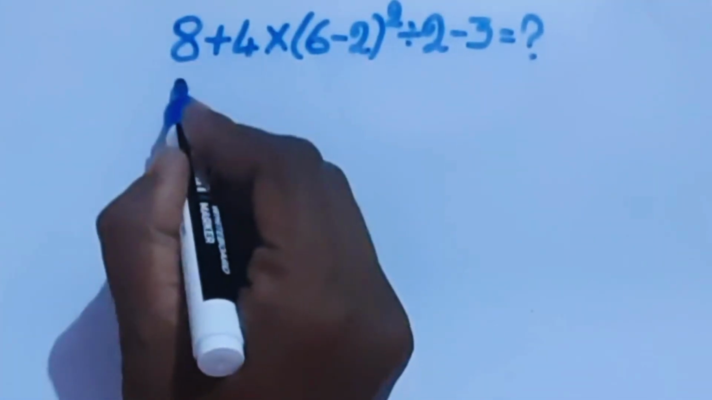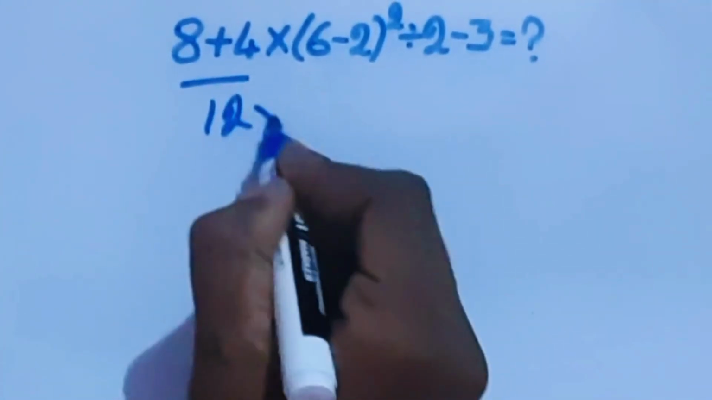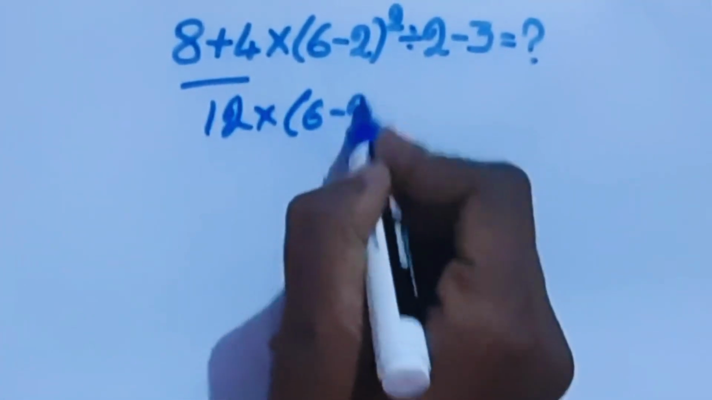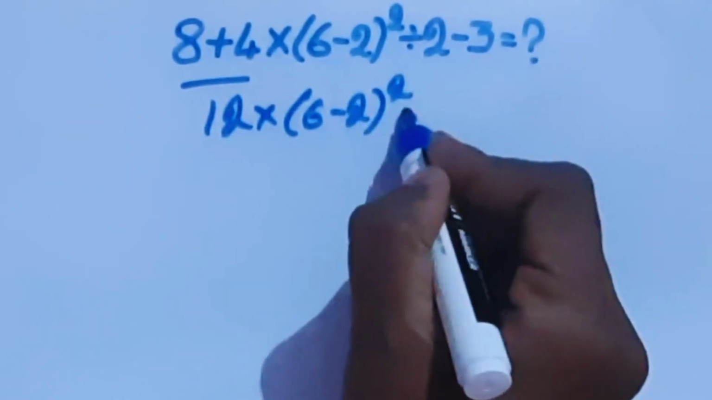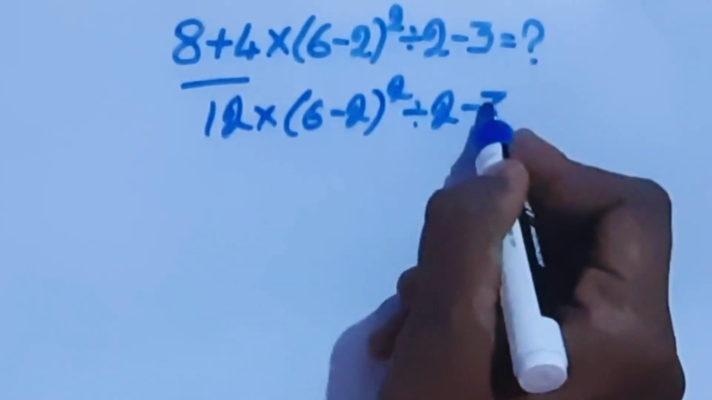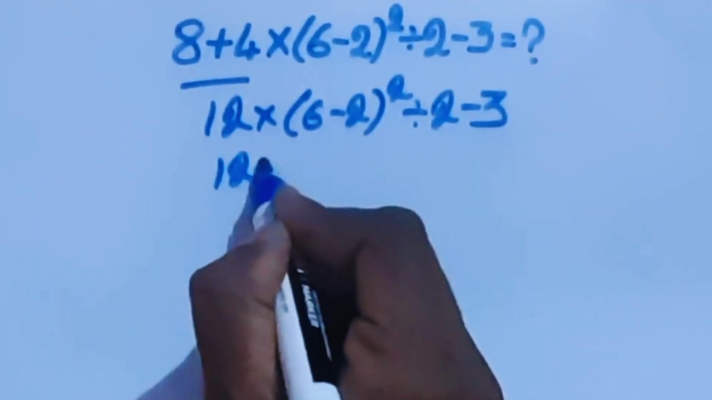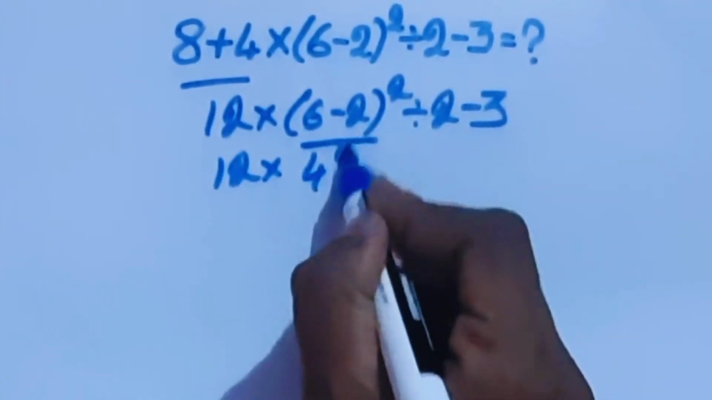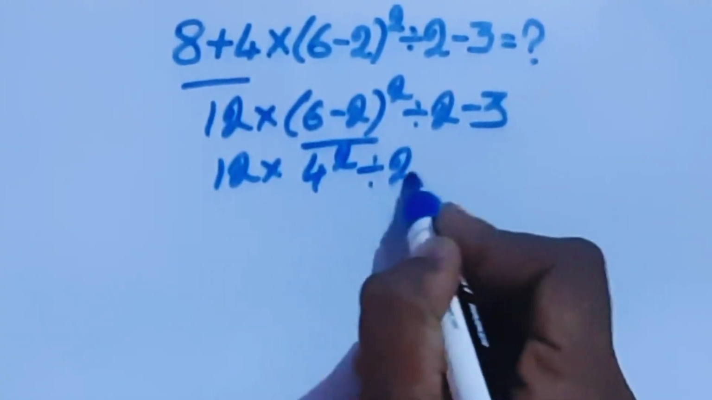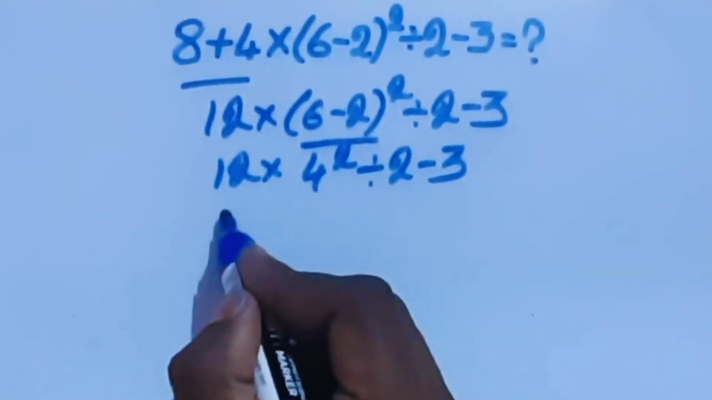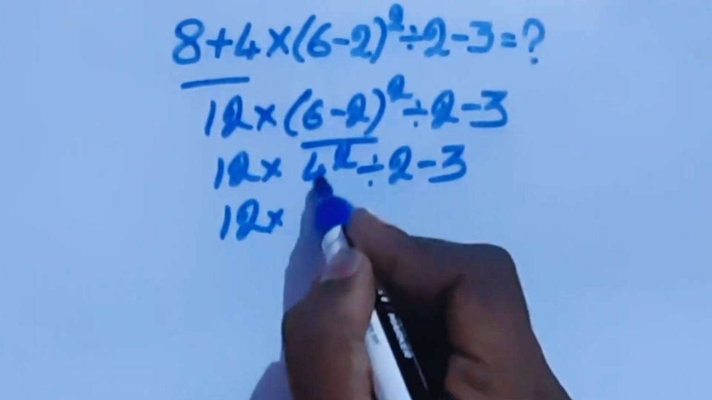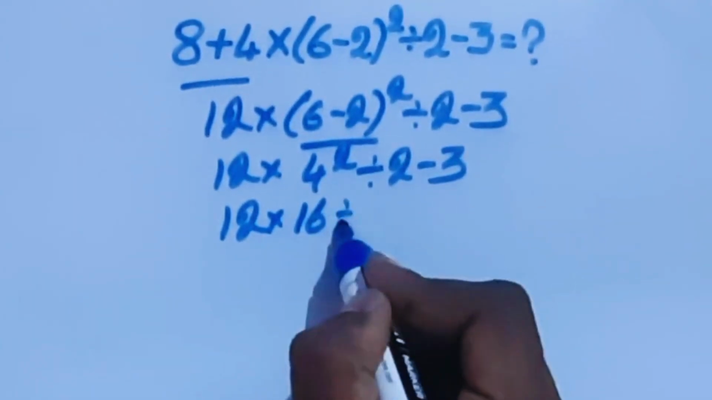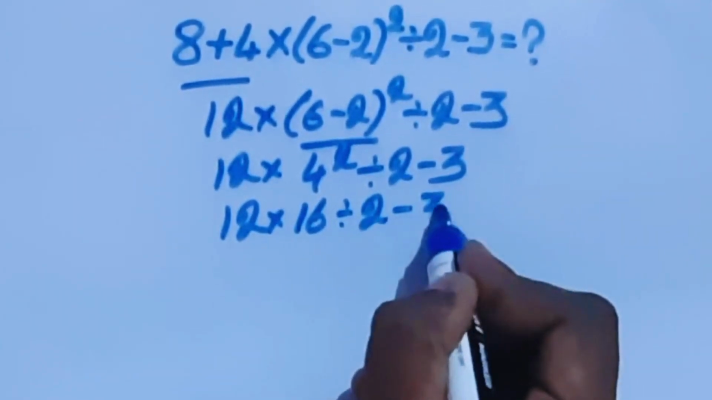Hi guys, here 8 plus 4 is 12 times (6 minus 2) in bracket, whole power 2, divided by 2 minus 3. Here 12 times (6 minus 2) is 4 to the power of 2 divided by 2 minus 3. Here 12 times 4 squared is 16 divided by 2 minus 3.